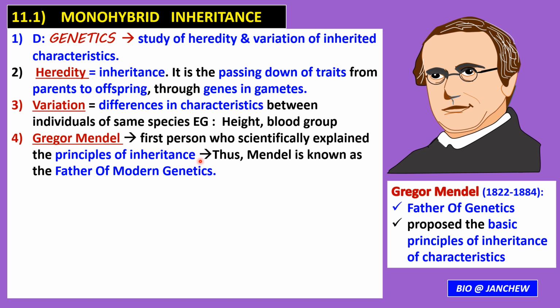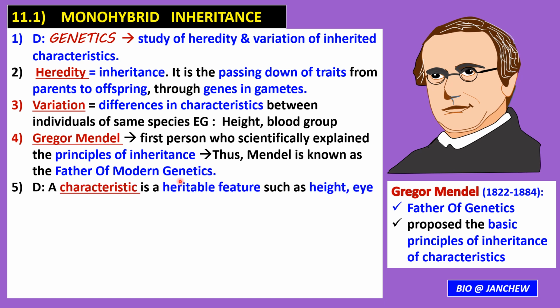From there, he analyzed the results of his experiments and then proposed basic principles of inheritance of characteristics. So he's known as the father of modern genetics. Next, we have to understand the meaning of the term characteristic and differentiate it from the word trait.